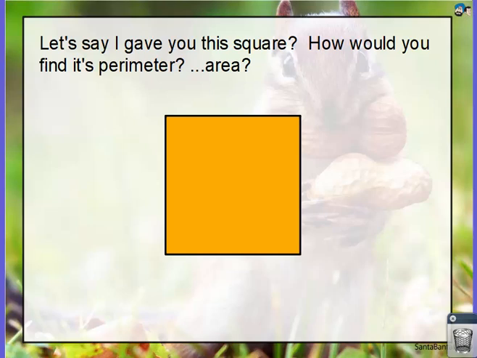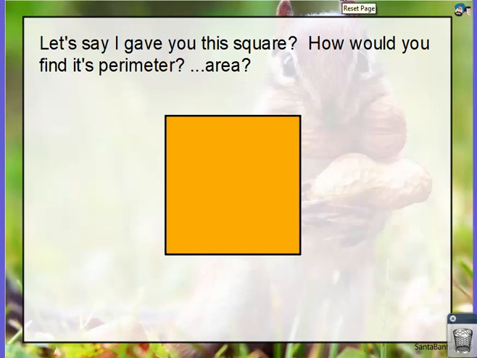Suppose I gave you this square. How would you find its perimeter? Well, if you remember, perimeter is the distance around a shape. Since it's a square, we know that all sides would be the same. So if I knew that this side was 5, this side over here would be 5, and this side over here would be 5, and this side over here would be 5. And we would just add them all together, or take one of them and multiply it by 4. Now, what if we wanted to find its area? Well, for area, we take just two of the sides, the 5 and the 5, and we multiply them together. Perimeter is the distance around, area is the stuff on the inside.